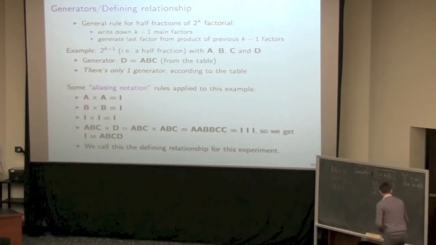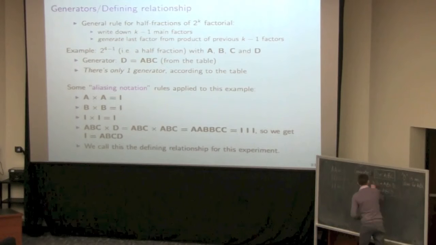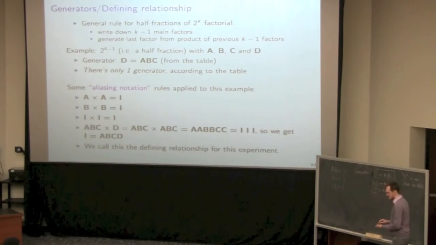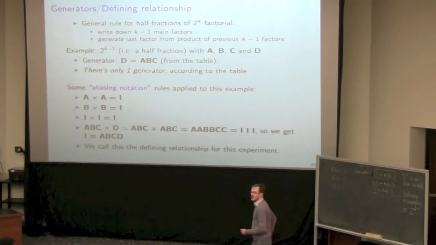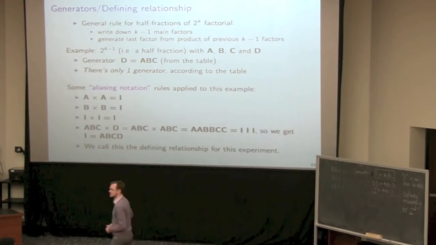So here, I is equal to ABCD. That's the defining relationship for this experiment. This is the defining relationship for the 2 to the 4 minus 1 set of experiments. For a different fractional factorial, you'll have a different defining relationship.